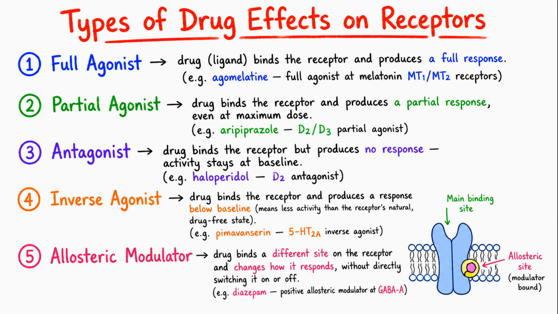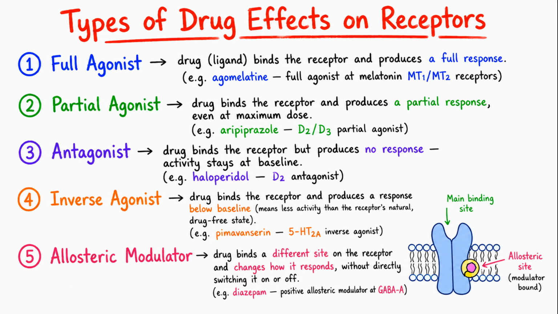Now, the inverse agonist, the one we set up last slide. Remember, baseline isn't zero. The receptor is still a little bit active on its own, even without any drug. An inverse agonist binds the receptor and produces a response below that baseline, meaning the receptor actually becomes less active than it would be if you left it alone completely, untouched. That's the key difference from an antagonist. An antagonist keeps activity at baseline, an inverse agonist pushes it below.